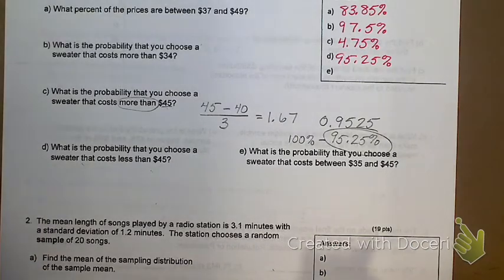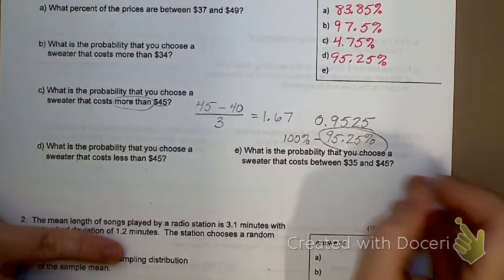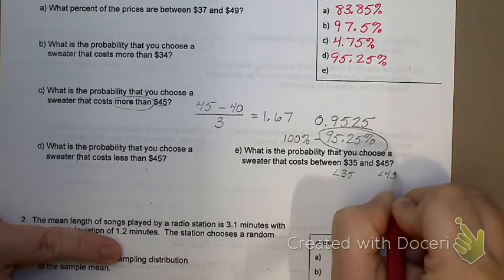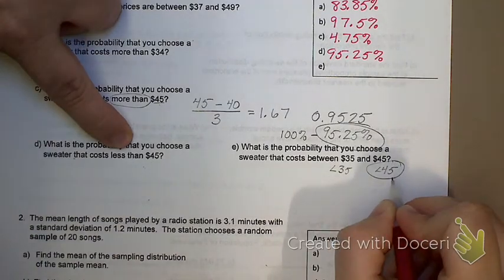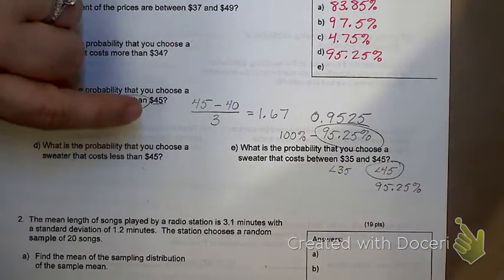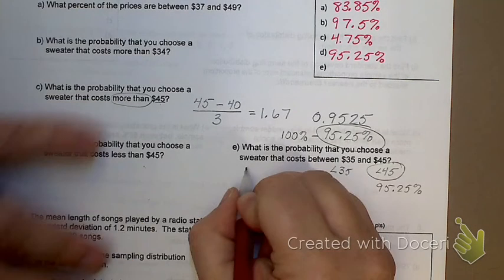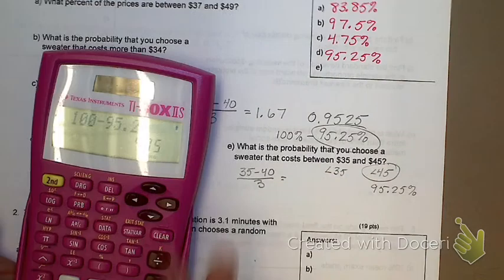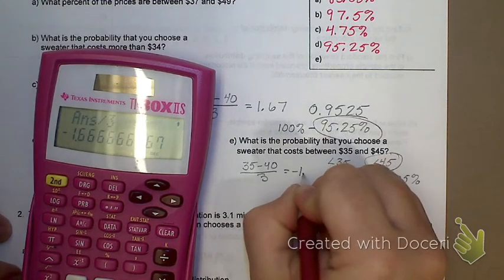And then finally, part E, what is the probability that you chose a sweater that costs between $35 and $45? Well, I take the less than $35 and the less than $45, and I'm going to subtract them off the chart. Now, less than $45, I already got. That was the answer to part D. So that's 95.25%. 35, I don't know. Is it one of my numbers? It's not one of my numbers, so I need to do a z-score for 35 also. So 35 minus 40 divided by 3 gives me negative 1.67.